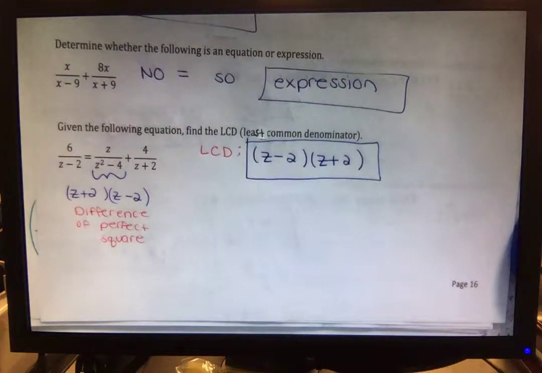Yeah, that's it. Just find the LCD. So make sure you do the directions. Just find the LCD. Just a little refresher because of what's coming up next. Other questions?